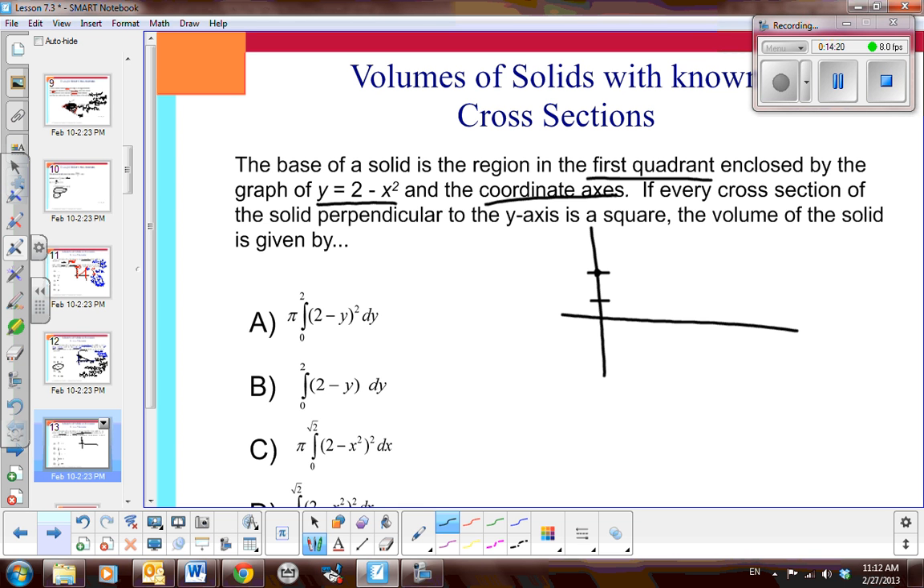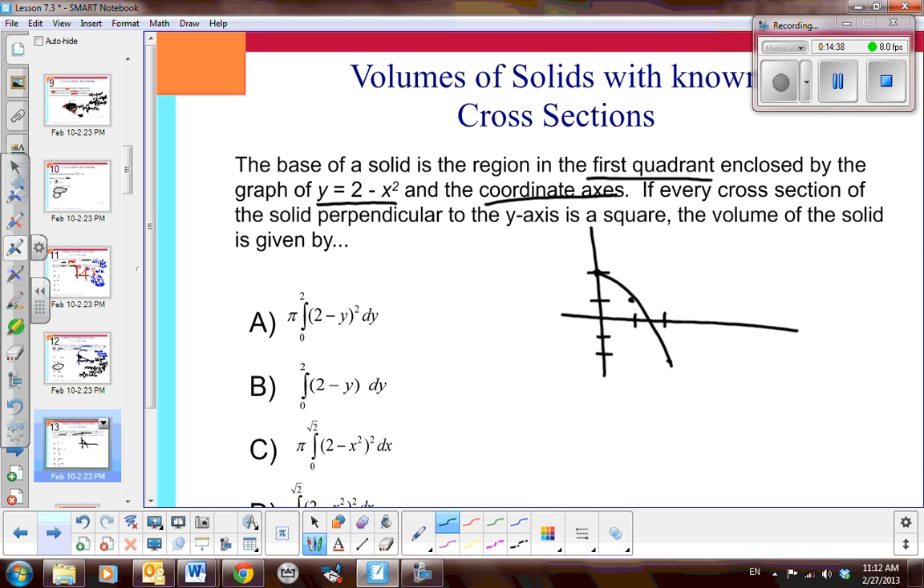If I place 1 in, 2 minus 1 squared is 1, yes, and then the next value, oh, so at 2, 2 minus 4 is negative 2. Okay, so it's something like this, right?